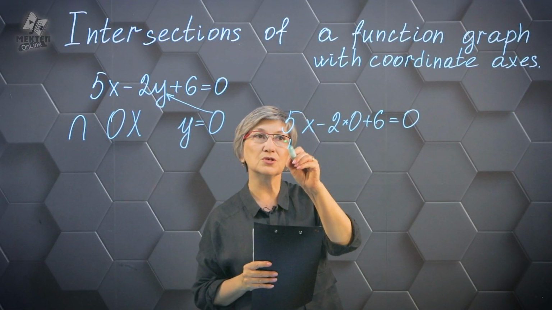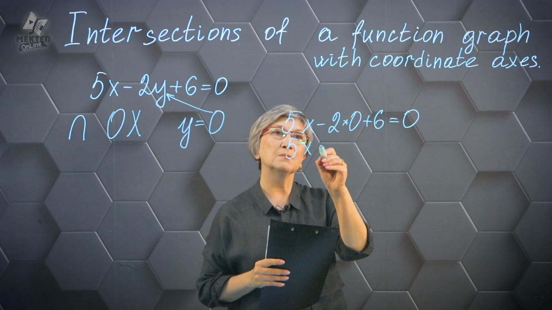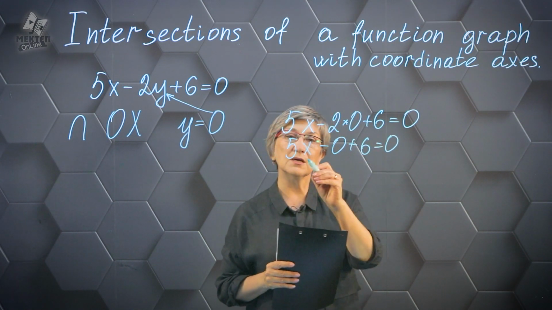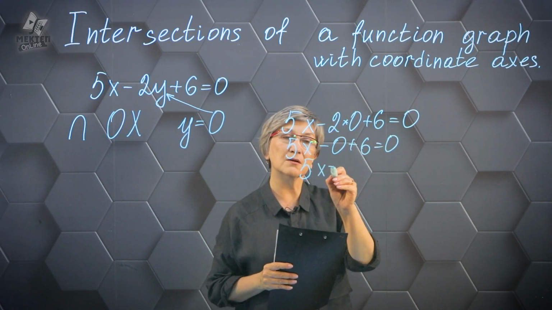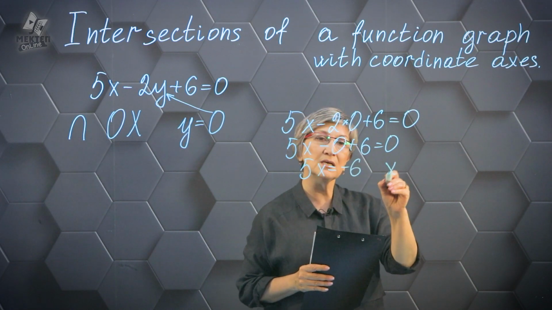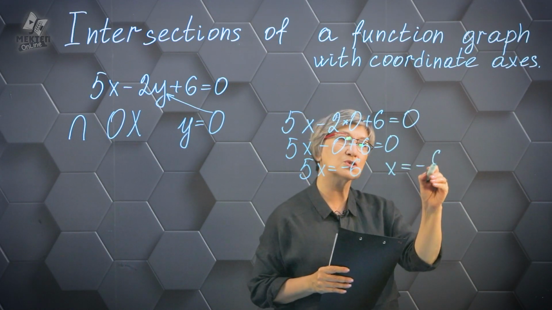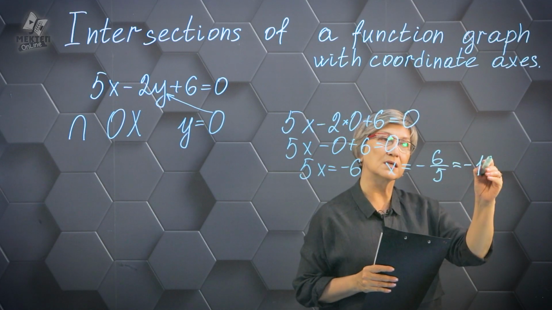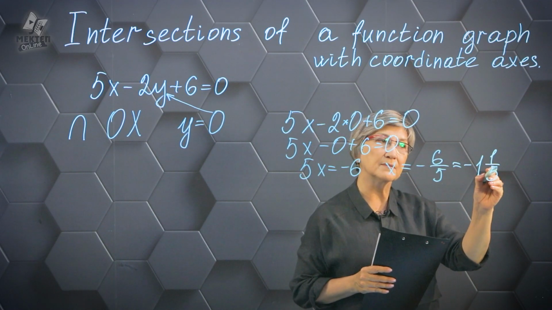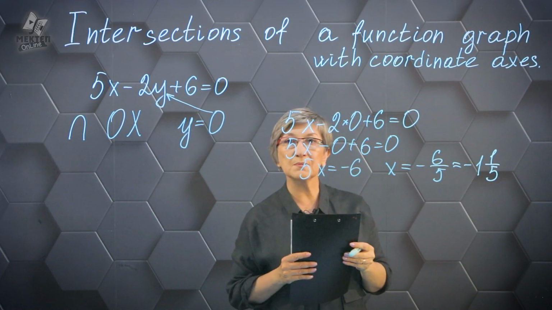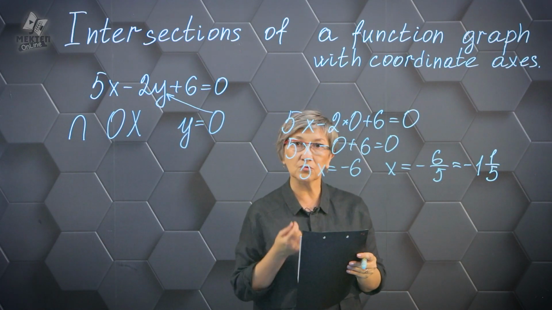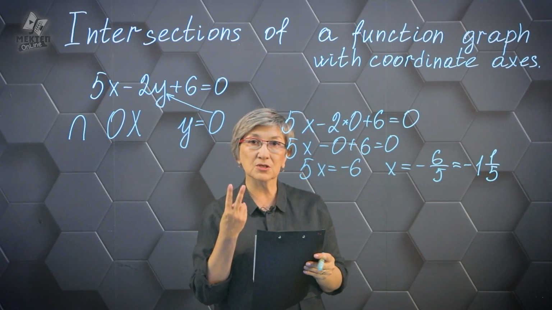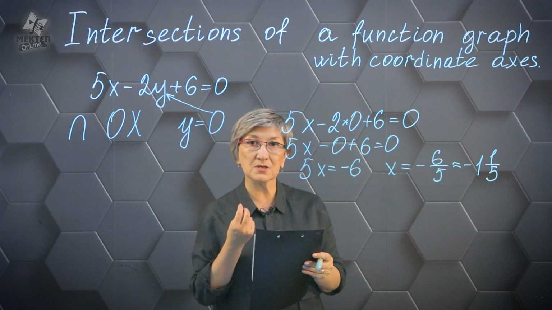In this case, 5x minus 0 plus 6 equals 0. And obviously 5x equals negative 6 and x equals negative 6/5, or negative 1 and 1/5. Now we need to write down the coordinate of this point. To record the coordinate of this point, we must write down a pair of values.